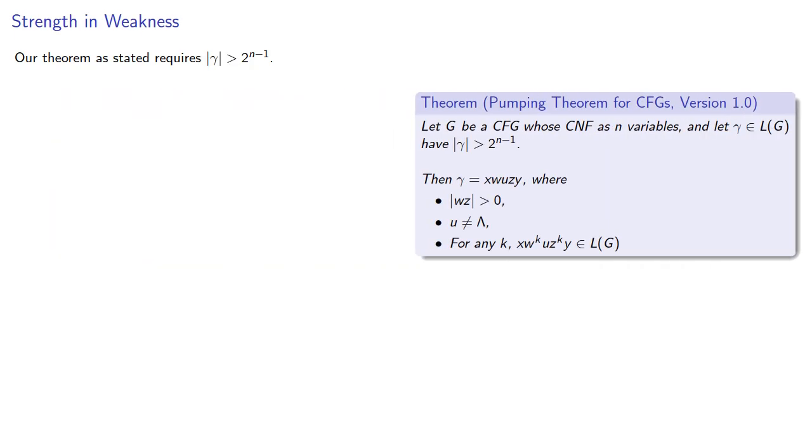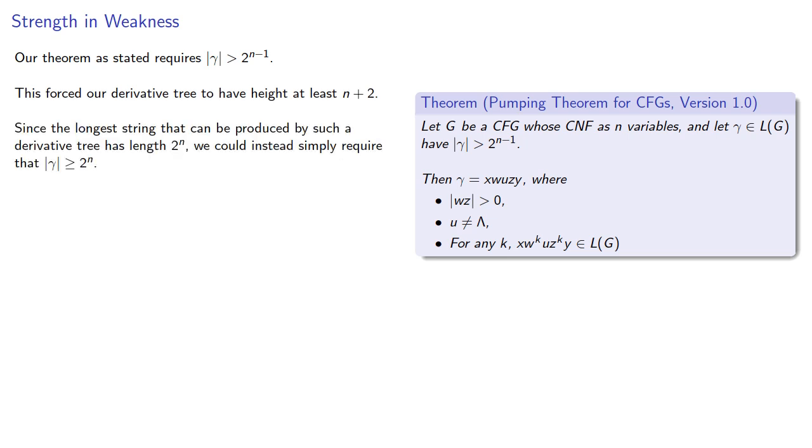Our theorem as stated required that the length of the string be greater than 2 to the n minus 1. This forced our derivation tree to have height at least n plus 2, and since the longest string that can be produced by such a derivation tree has length 2 to the n, we could instead simply require that the length of our string be greater than or equal to 2 to the power n. And note, there could be a lot of strings that fall between length 2 to the power n minus 1 and 2 to the power n, so this is a stricter requirement. So why would we do that?